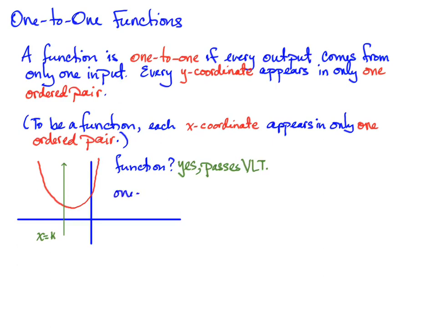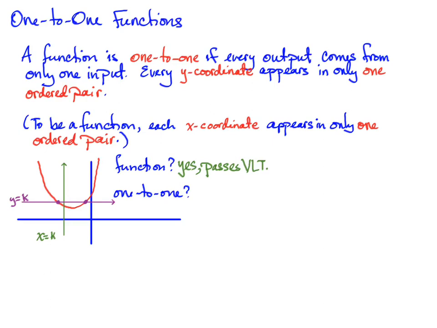So what about one-to-one? Is it a one-to-one function? Well, now we're concerned with the y-coordinate. So if we draw a horizontal line, remember the equation of a horizontal line is y equals some number k. So all the points on that line have the same y-coordinate. Well, notice I just drew a line that intersected the parabola twice.